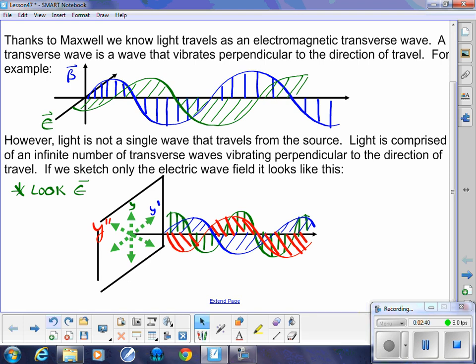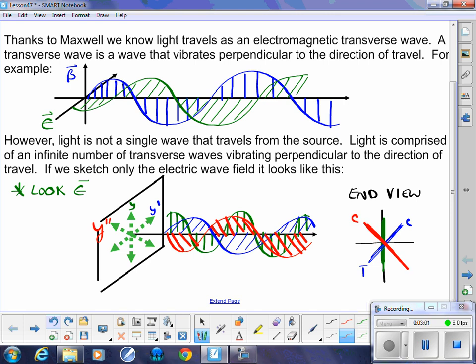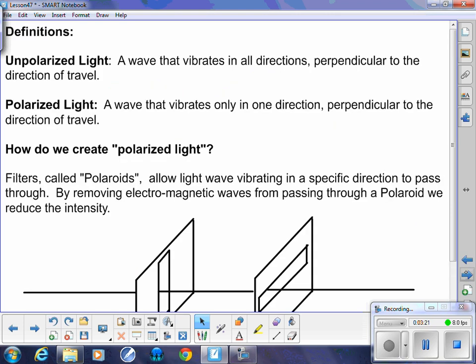So if we're looking down the end of it, in end view, my green wave is up and down, so there's the crests and troughs. My blue wave is on this plane, so there's a crest and a trough. And my red wave is on this one, there's a crest and a trough. So they're all rotating in different planes, and there could be an infinite number of them emanating from that source. So we have waves that are vibrating out of plane. If that's not clear enough, we can talk about it in class, or I can get out some cardboard and string and give you a 3D model.